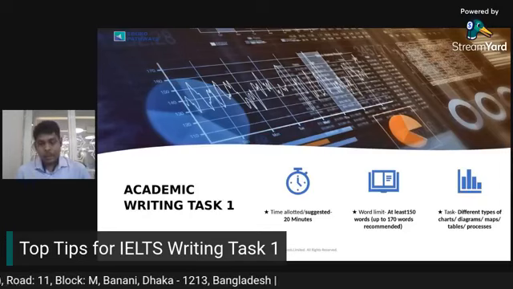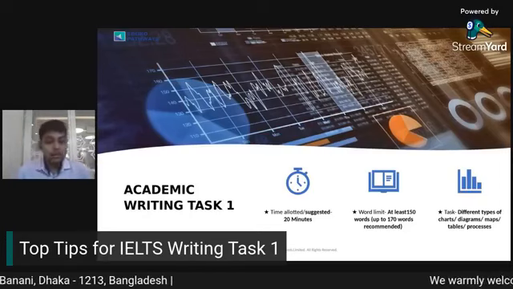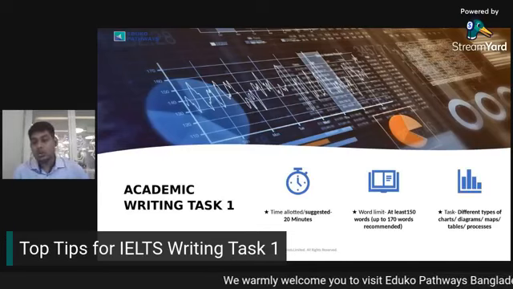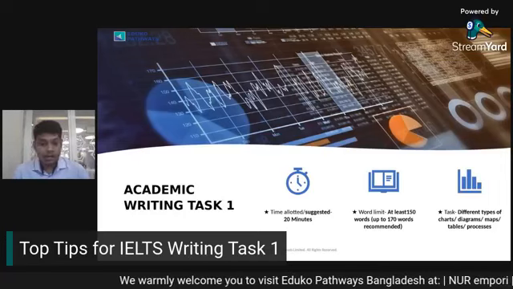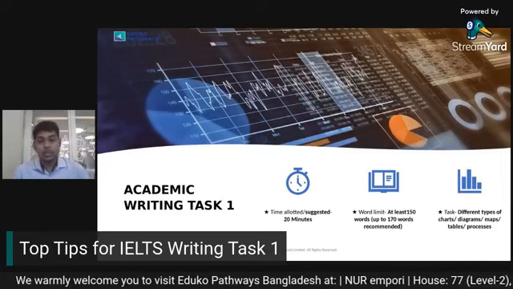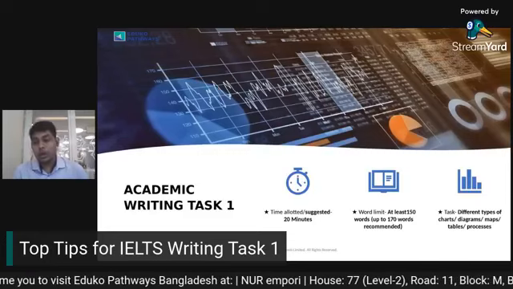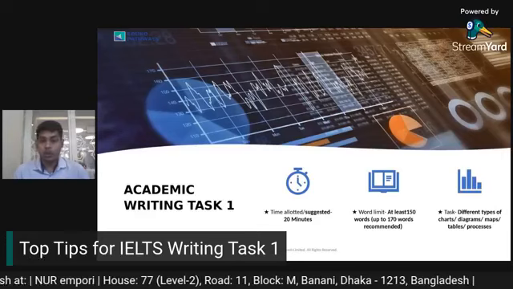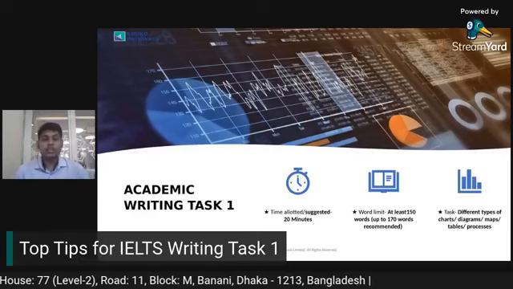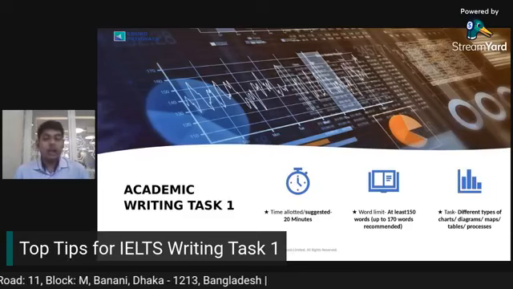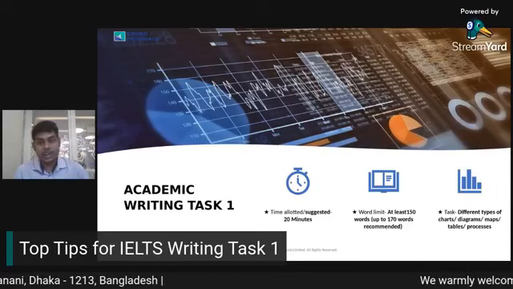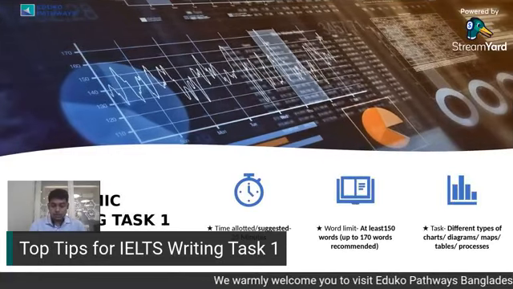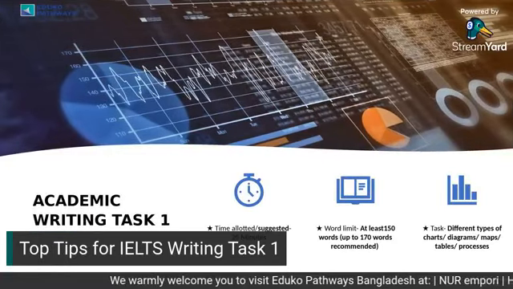So remember this. And the third thing is in academic writing task 1, you have to write a report based on different types of charts, diagrams, maps, tables, and processes. They will be giving you a chart or diagram or a visual, and you have to write a report on it. So remember that you don't give your opinion. You just report the facts and trends and what is in the visual. So it's very important to remember this. So let us move on to the next slide.